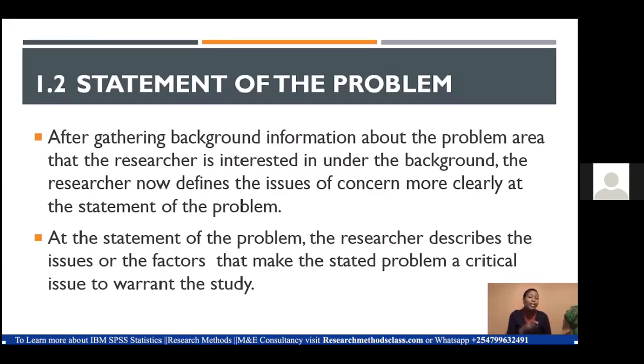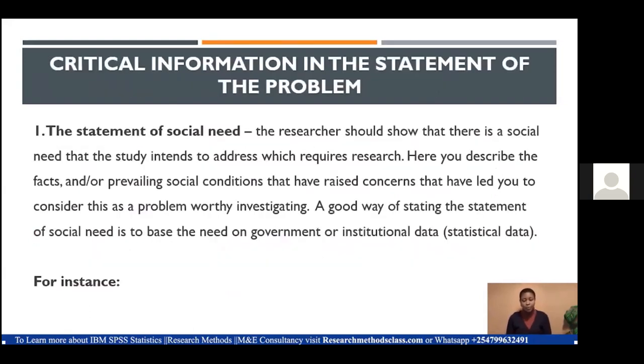Yet, as you discussed the background, you have shown that many other people have written about it. Why would you need to go to the field? That now is made clear at the statement of the problem. Statement of the problem should have 3 critical information. The first one is the statement of social need. This is the paragraph where the researcher shows that there is social need that the study intends to address, and it only requires research.